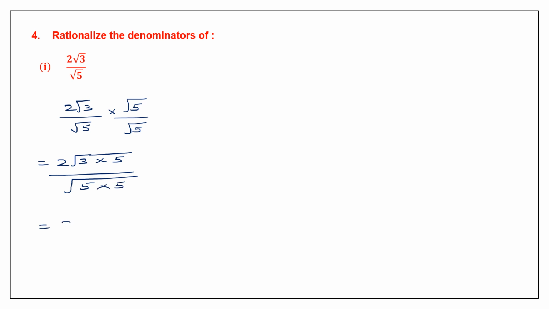So this is 2 into the root of 15. And here we have the root of 5 into 5, that is the root of 25. So 2 root 15, and in the denominator, the square root of 25 is 5. So we have our answer here, 2 root 15 by 5. So we have rationalized the denominator. Can you see the denominator is now a rational number?